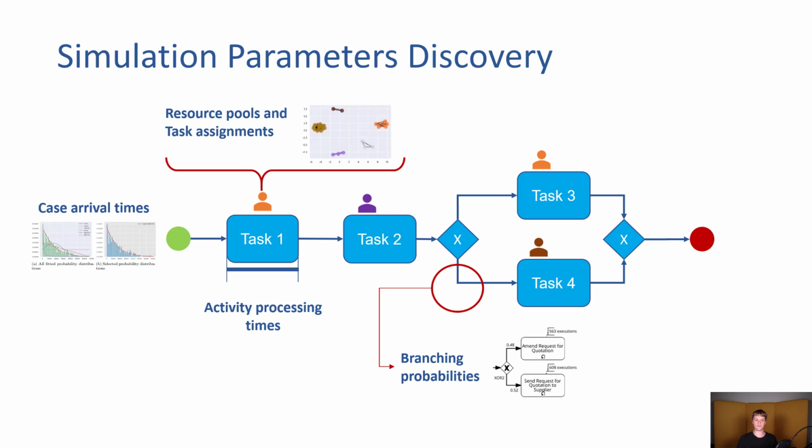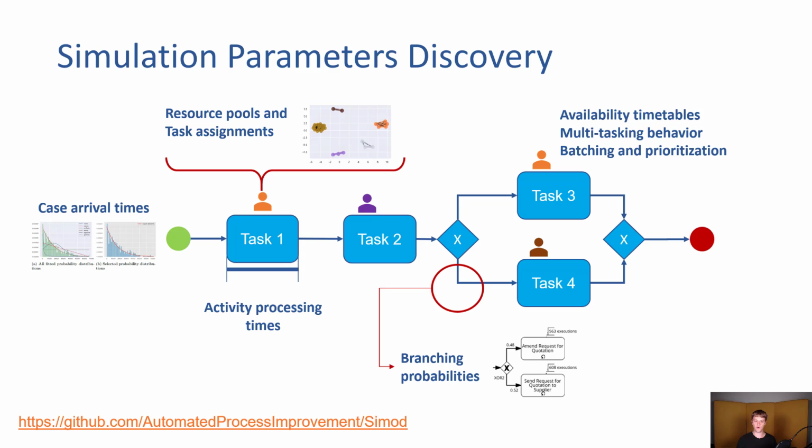And for those resources, we have to figure out what are their resource pools and task assignments for these pools, as well as the availability timetables, the multitasking behavior of those resources, and also any kind of batching rules that they might apply, as well as prioritization rules. Now, doing all of this automatically is far from trivial. However, there are some tools already available for that purpose, such as, for example, CMOD.